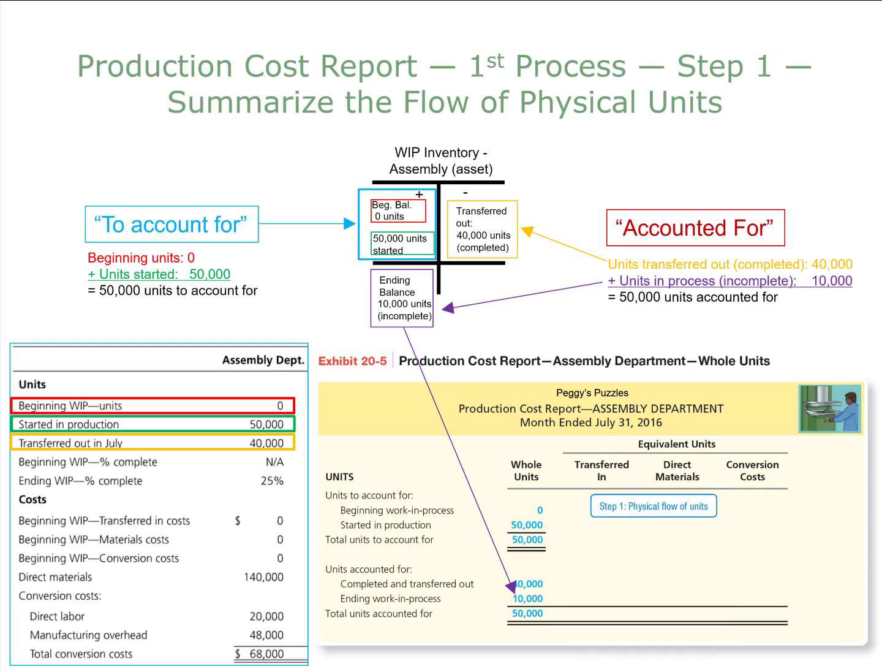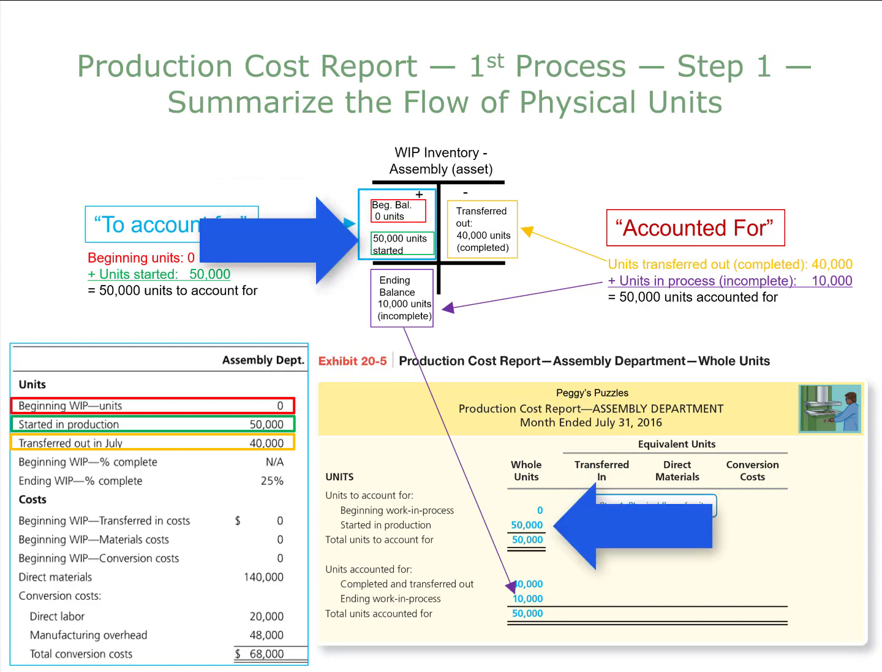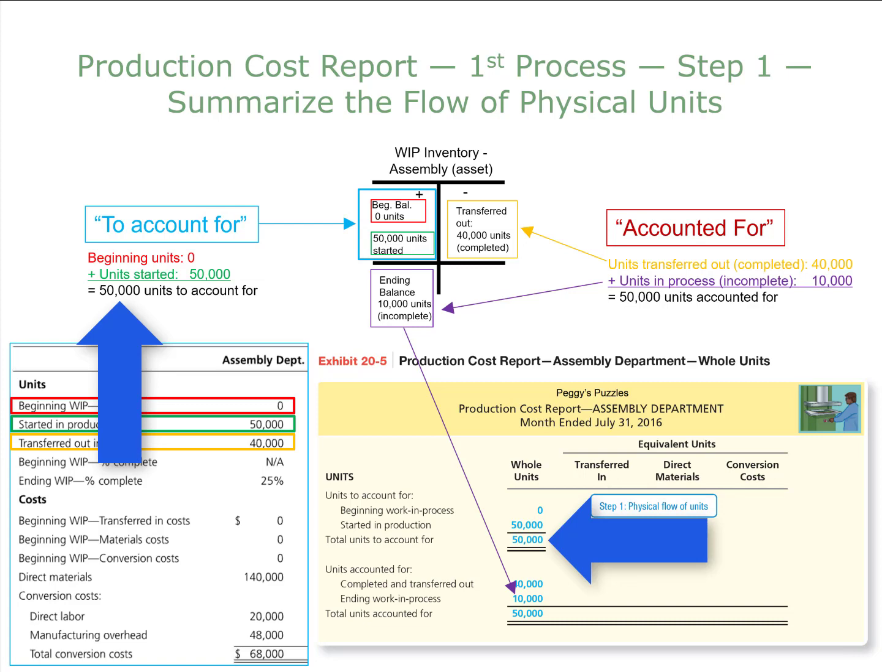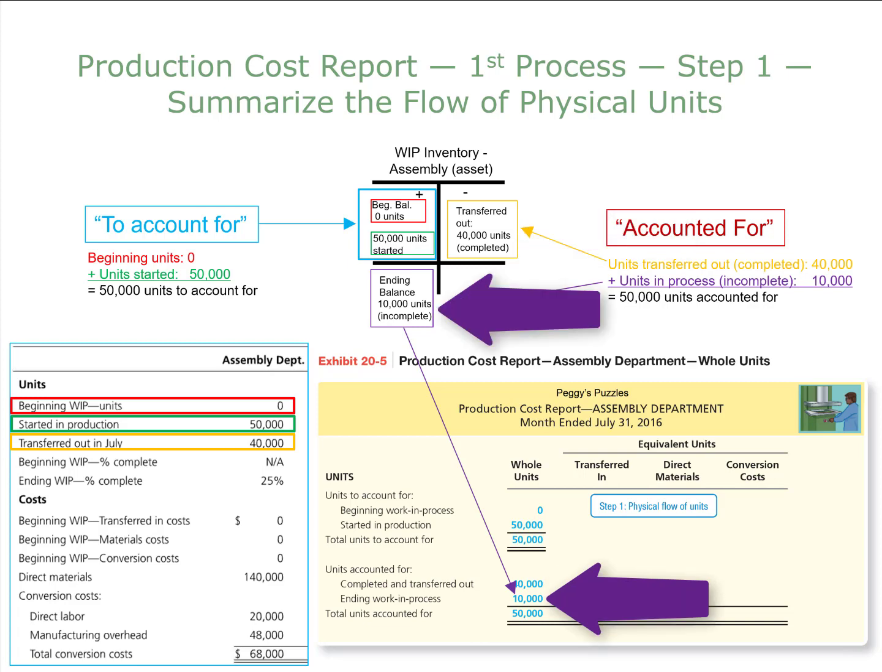So to summarize step 1 of the production cost report, it shows units we have to account for. So we take the beginning work in process units and add that to the number of units we started, giving us the total number of puzzles we have to account for, 50,000 units. And where did those puzzles go? Well, 40,000 were transferred out to the cutting department, and 10,000 puzzles are still in the assembly department, partially completed as of the end of July.